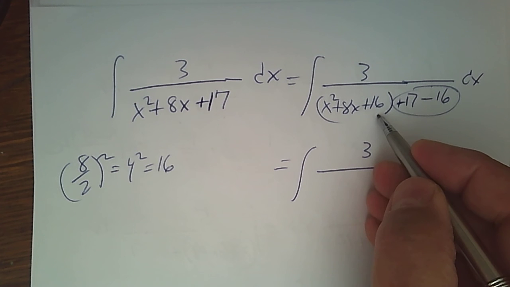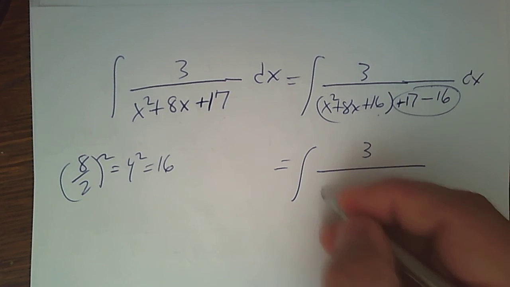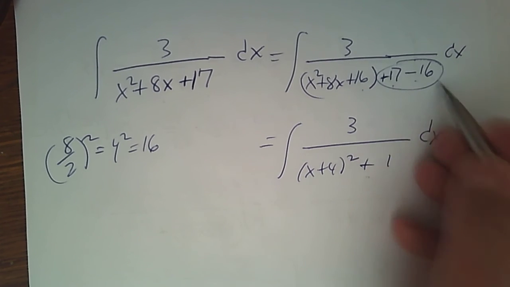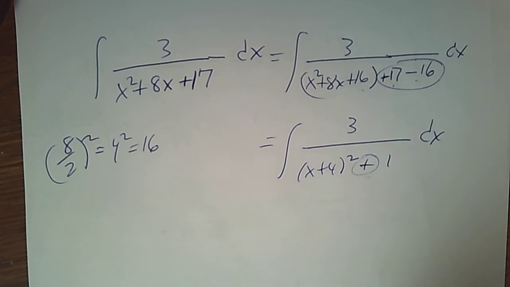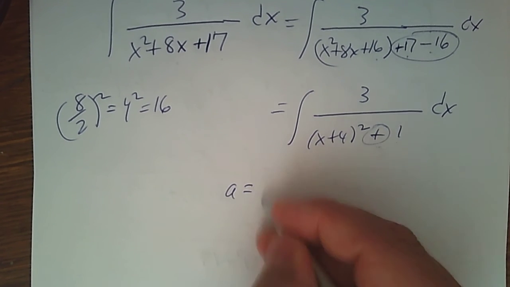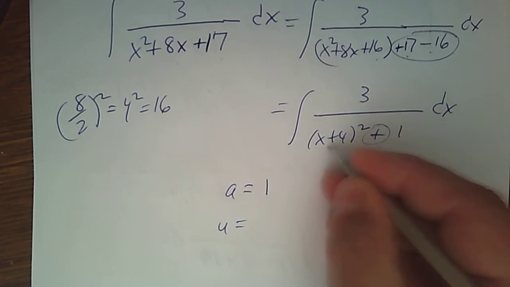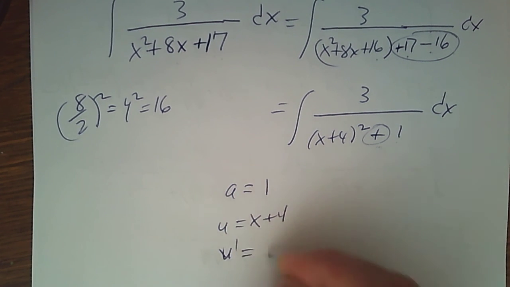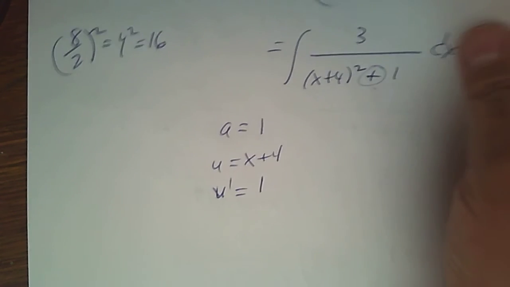Can you factor this? What two numbers multiply to 16 and add to 8? That's x plus 4 squared. And then, of course, you end up with 17 take away positive 1, and that has to be adding for it to be arctangent. A then would equal the square root of 1. U would be the square root and square. They undo each other, so this is x plus 4, and then u prime would be 1.